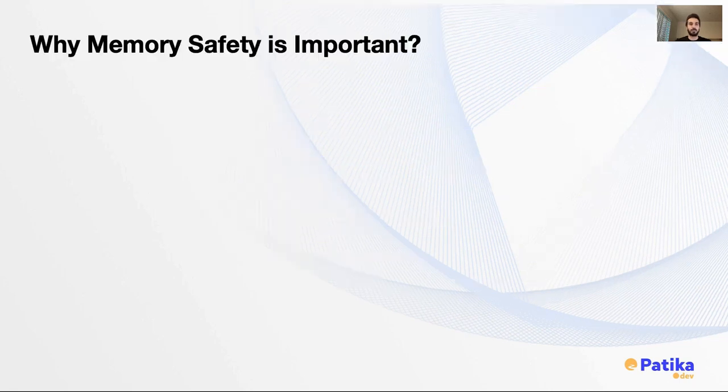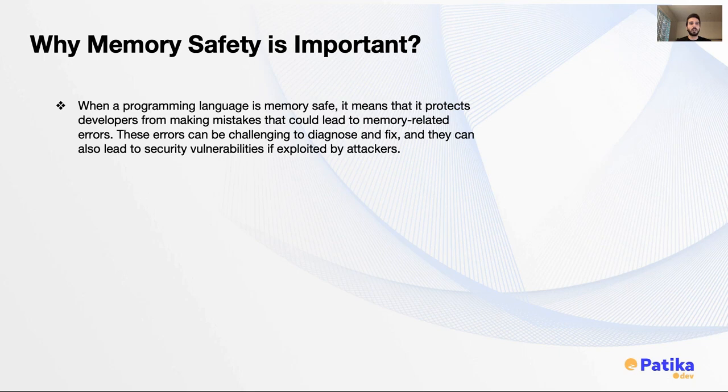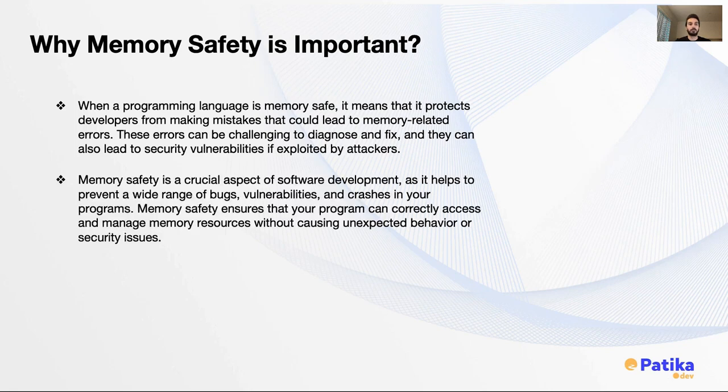So let's get started. Why is memory safety important? When a programming language is memory safe, it means that it protects developers from making mistakes that could lead to memory-related errors. These errors can be challenging to diagnose and fix, and they can also lead to security vulnerabilities if exploited by attackers. Memory safety is a crucial aspect of software development as it helps to prevent a wide range of bugs, vulnerabilities, and crashes in your programs. Memory safety ensures that our program can correctly access and manage memory resources without causing unexpected behavior or security issues.